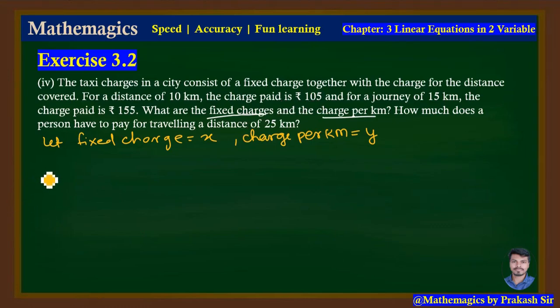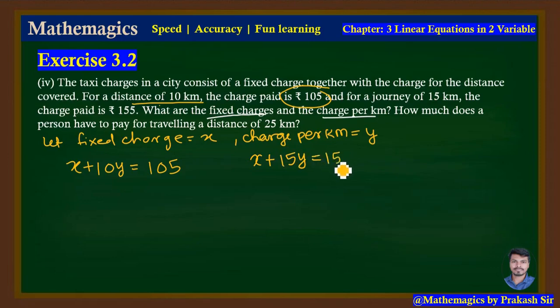Dear friends, according to the question, for a distance of 10 km, there will be the fixed charge of x, and 1 kilometer is equal to y rupees, so 10 kilometers is equal to 10y rupees. The charge paid is 105 rupees, so x plus 10y is equal to 105. This is the first equation. And for the journey of 15 kilometers, we will be giving the fixed value x, and for 1 kilometer y rupees, so 15 kilometers become 15y rupees, and the amount paid is 155 rupees.